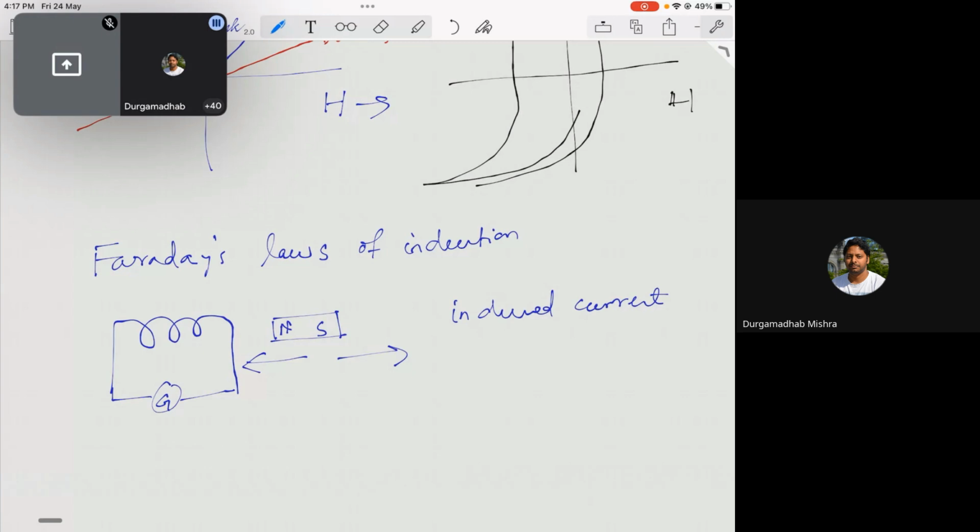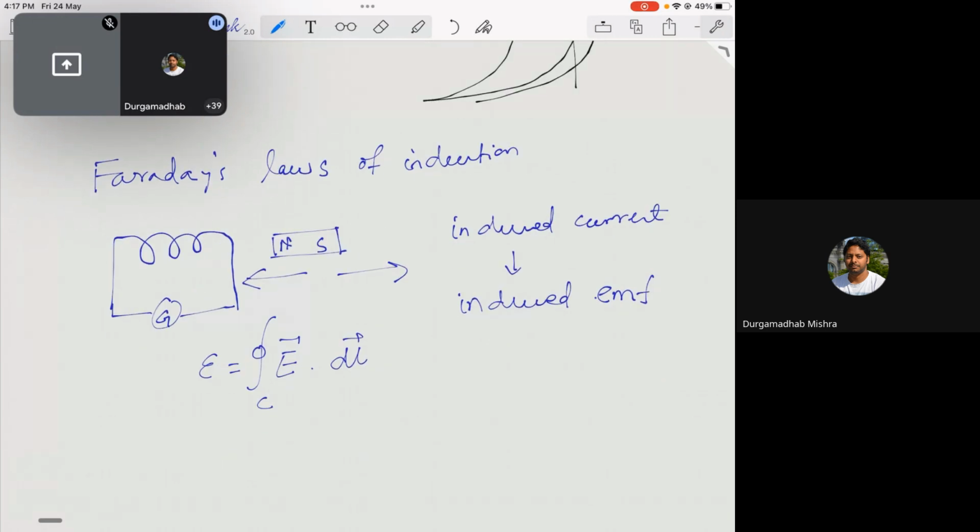Now, how much current is induced, you can also measure in terms of an EMF, the induced EMF, the electromotive force, which you can quantify. It is always proportional to the electric field, so the line integral of the electric field in a closed loop or closed contour.